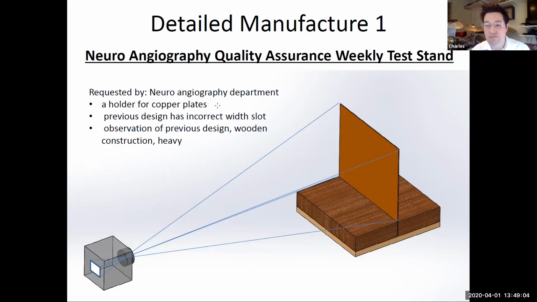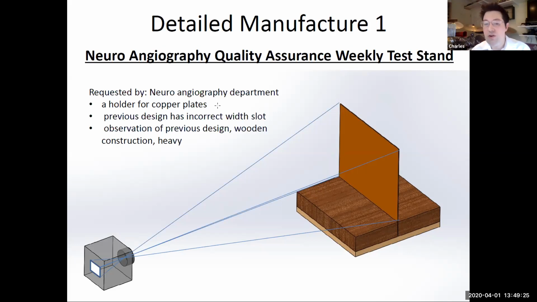If they get a white image on the back, then it's passed. If there's anything on the image, then obviously it's failed. The problem they've had is actually holding the plates. There's nothing that comes with the machine for the quality assurance tests to hold the copper plates.